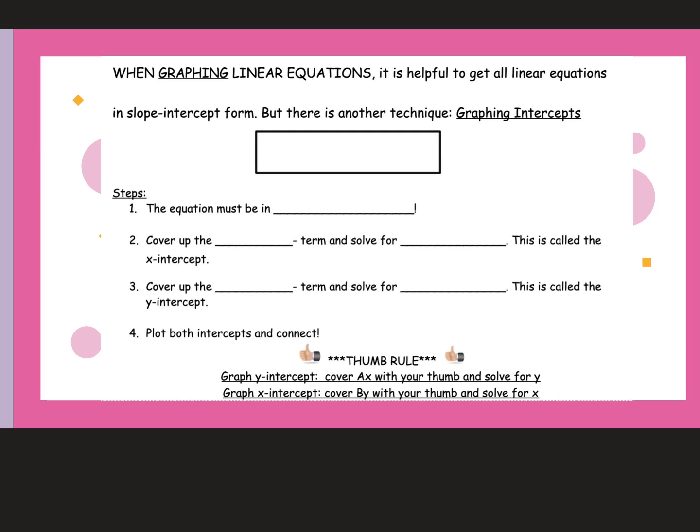All right, so when graphing linear equations, it is helpful to get all the linear equations in slope-intercept form, but there's another technique, graphing intercepts. The equation must be in standard form. And in the box, I'm going to write standard form: ax plus by equals c. Cover up the y term and solve for x. This is called the x-intercept. Cover up the x term and solve for y, and this is called the y-intercept.